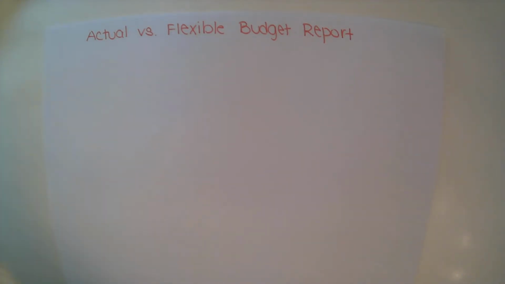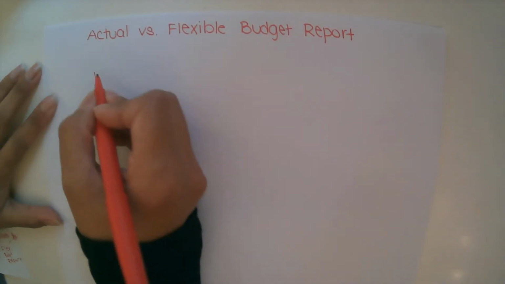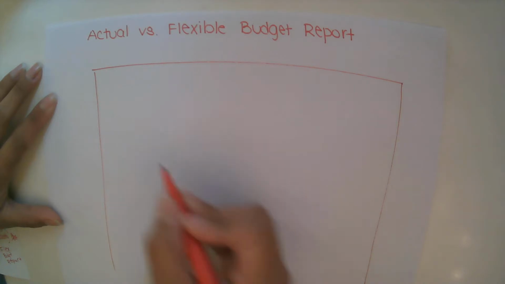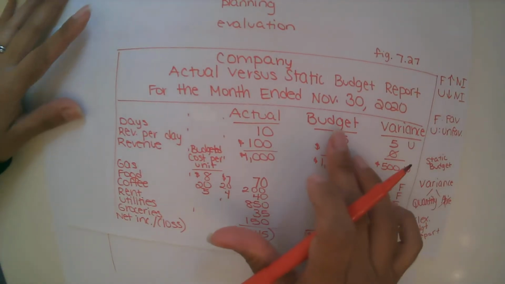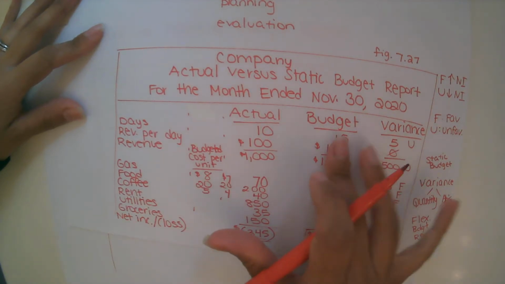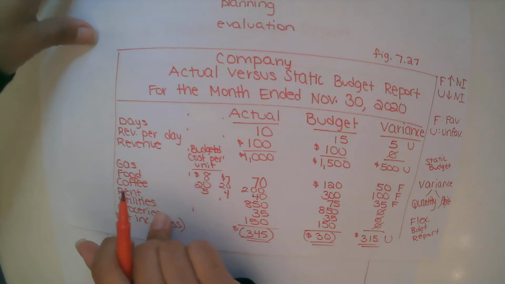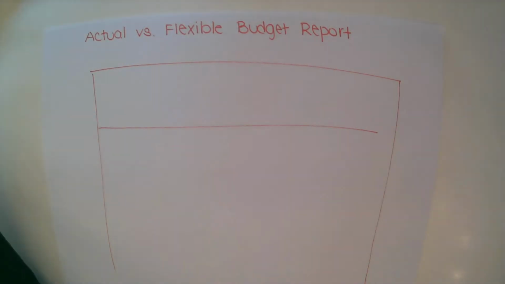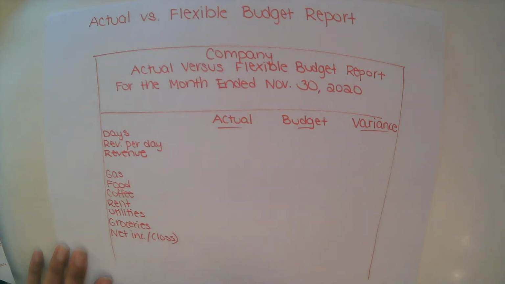All right, so now we go from the actual versus static budget to an actual versus flexible budget. Go ahead and set it up. You can probably guess the header will be different. Go ahead and just do the header and your amounts off to the side to set it up. All right, so I set it up.